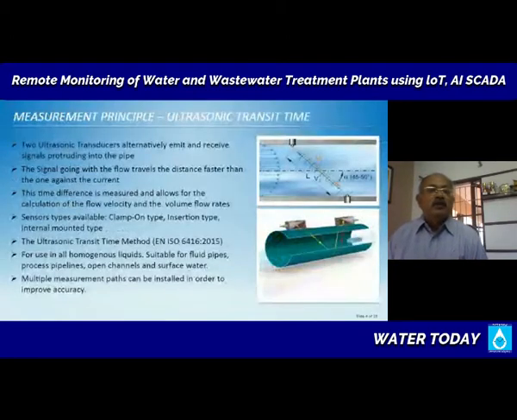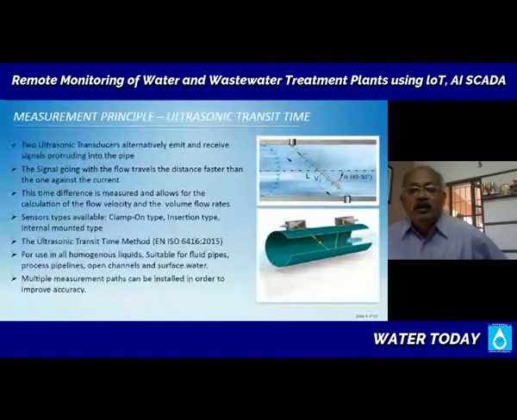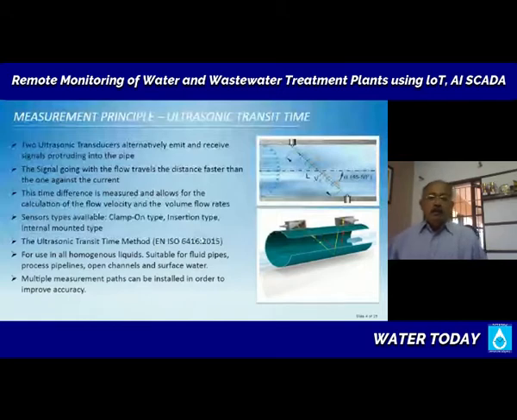The ultrasonic flow signal for clean water application is called a transit time measurement system. If you see the picture here, one sensor sends a pulse to the next one, and then the system calculates how much time it took, how many milliseconds the signal took to travel from sensor A to sensor B. Then B gives a signal in the reverse direction.